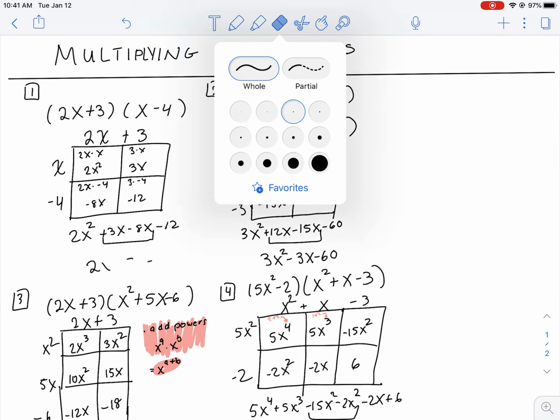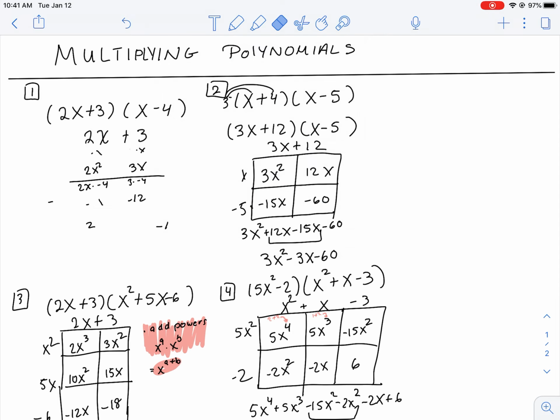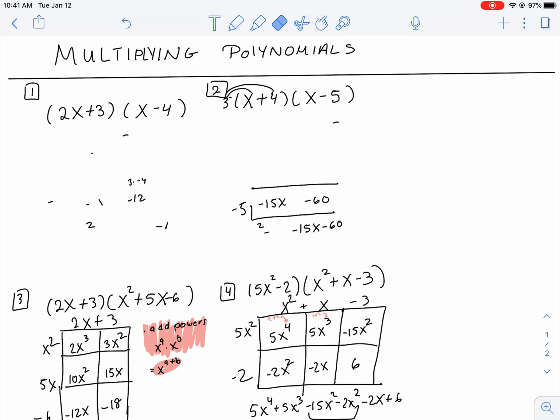Hey guys, today we're going to talk about multiplying polynomials, okay? So when I think about multiplication, I think about an idea of area, okay? So we're going to find the area of these polynomials.